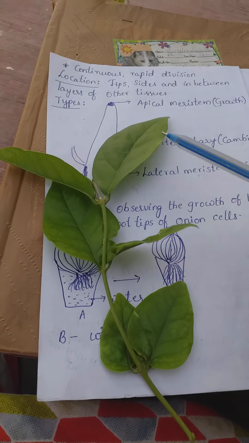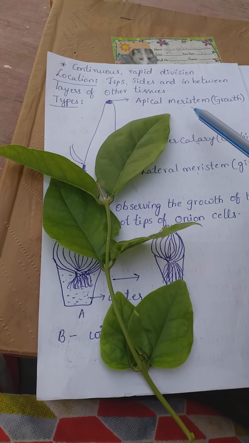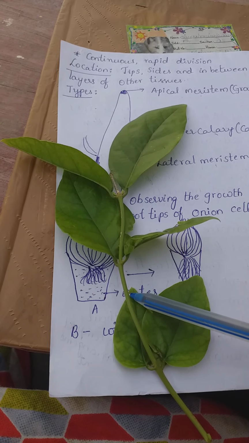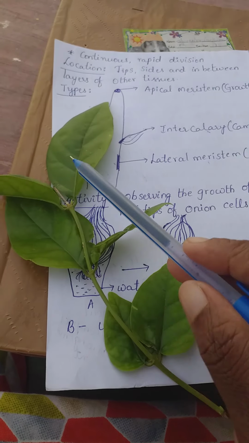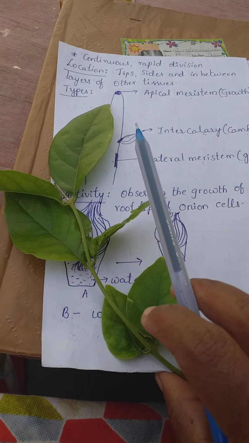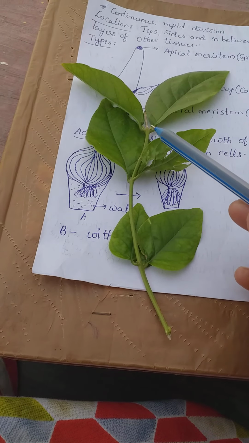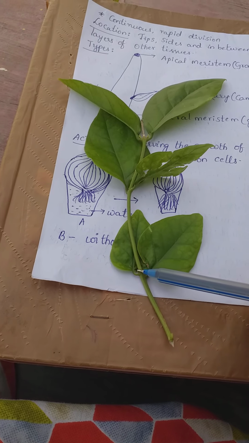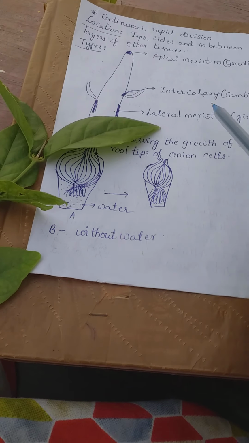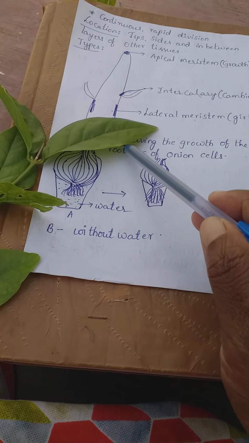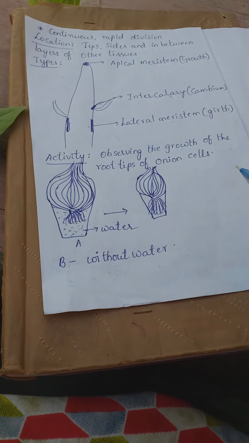So here I'll show you the plant. On the tip of the region, on this tip of the region, we can see apical meristem. To increase the size of the sides we can see lateral meristem. So the place where new leaves or other branches or flowers are arising, that portion is called intercalary meristem. See here, intercalary meristem.